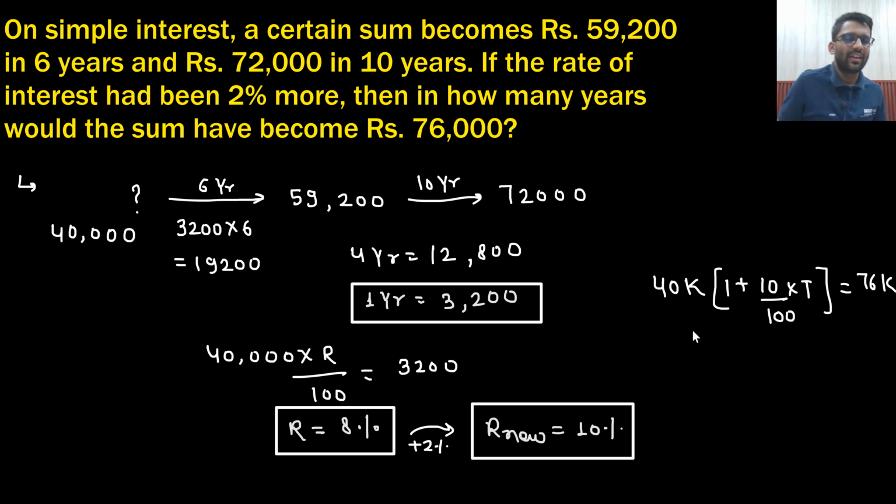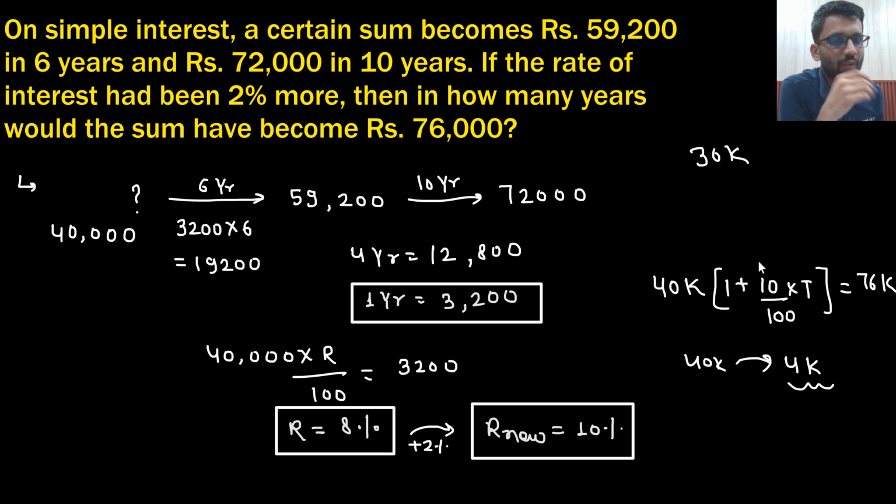Although you can do it very, very quickly because 40,000 is there and the interest rate is 10%. That means you would take 4k rupees every year. Every year you will take 4,000 rupees. So you need to make 76,000. That means you are going to take 36k rupees. And how much time will it take? Every year I am taking 4k rupees and I need 36k rupees. That means it will take me 9 years.